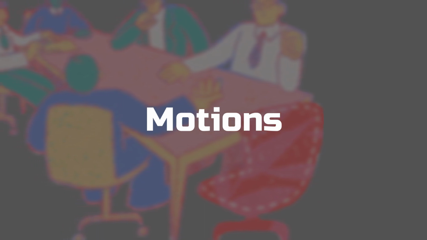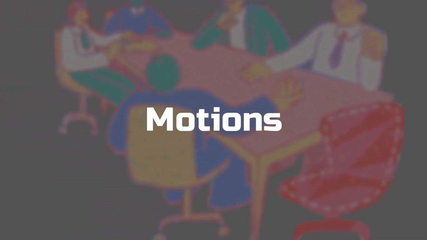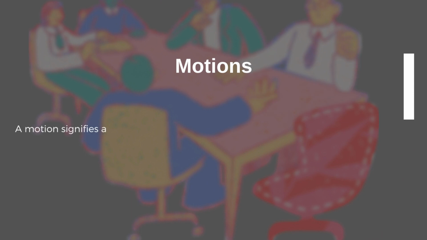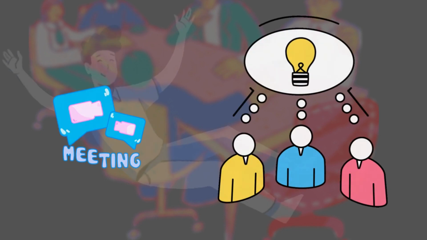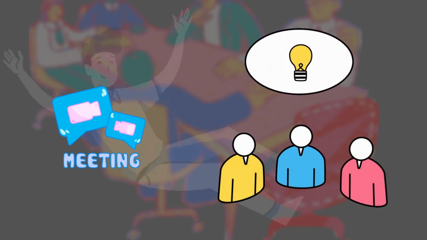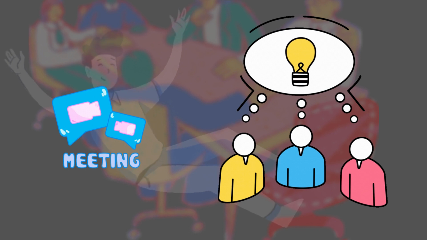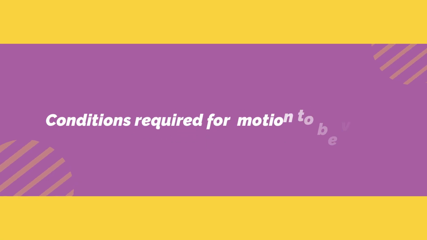Now let's talk about motions first. A motion is a proposition or proposal on any item that is there on the agenda, and a motion may be regarded as a proposed resolution which can be altered or amended if so desired by the members before it is put to vote. Now, what are the conditions required for the motion to be valid?